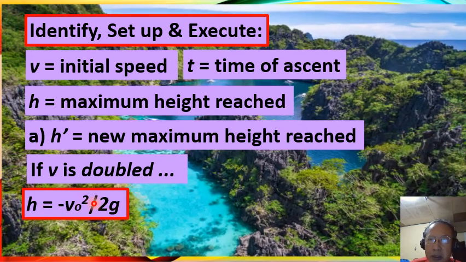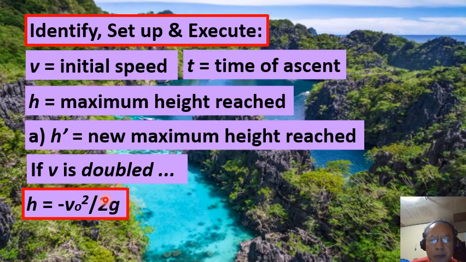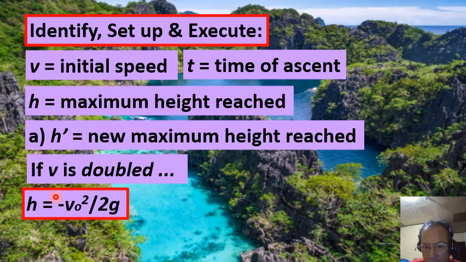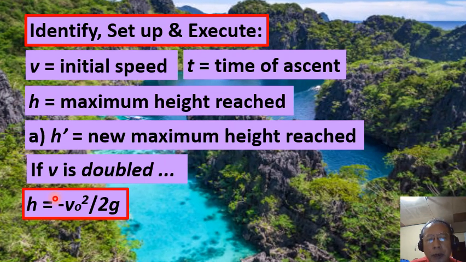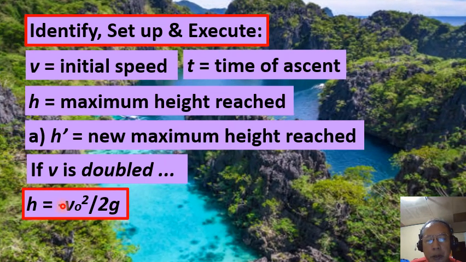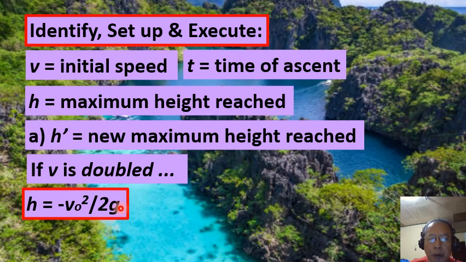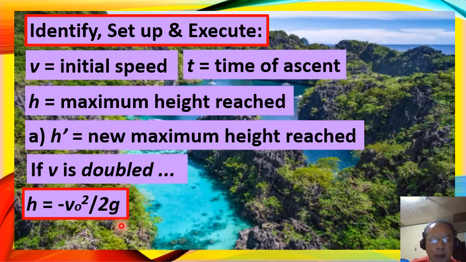The final speed of the object at the maximum height is understood to be equal to zero. So we don't include the final speed v in this equation anymore.